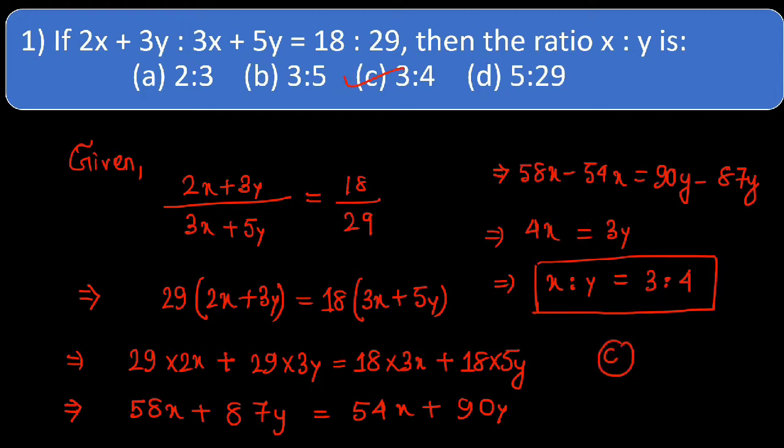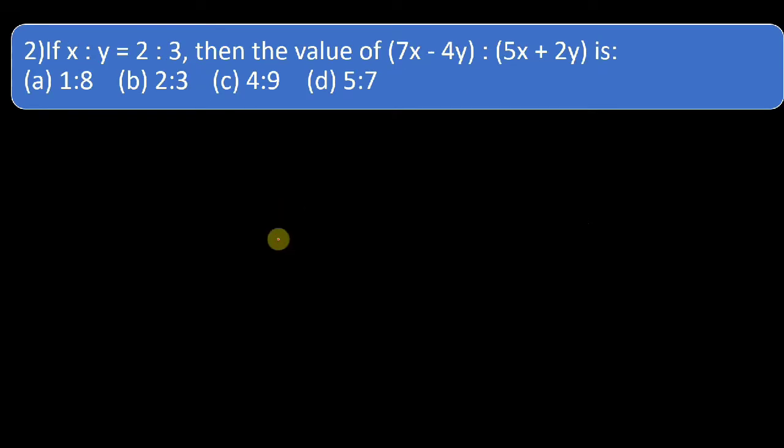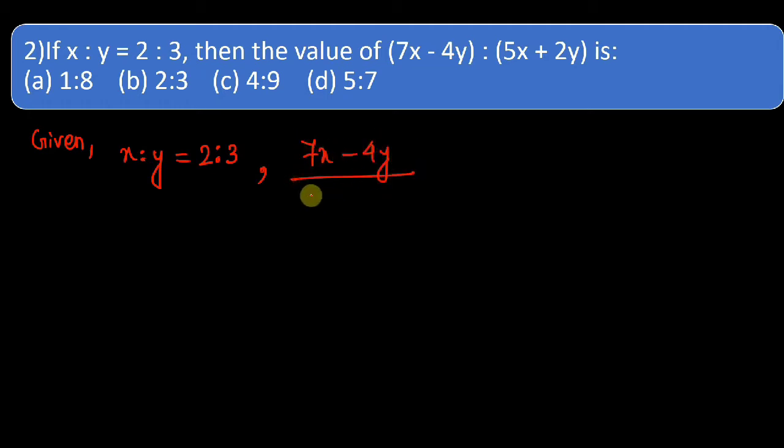Next sum is given here as x is to y is given as 2 is to 3. So what is given here? x is to y is given as 2 is to 3, and we are told to find the value of 7x minus 4y by 5x plus 2y. We are told to find this value.